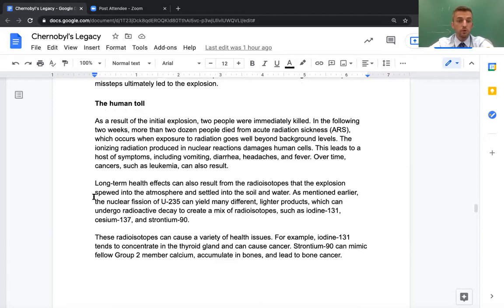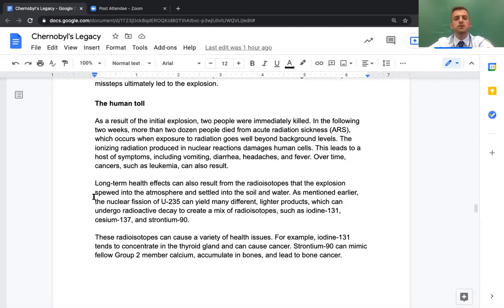The human toll. As a result of the initial explosion, 2 people were immediately killed. In the following 2 weeks, more than 24 people died from acute radiation sickness, or ARS, which occurs when exposure to radiation goes well beyond background levels. The ionizing radiation produced in nuclear reactions damages human cells. This leads to a host of symptoms, including vomiting, diarrhea, headaches, and fever. Over time, cancers such as leukemia can also result.